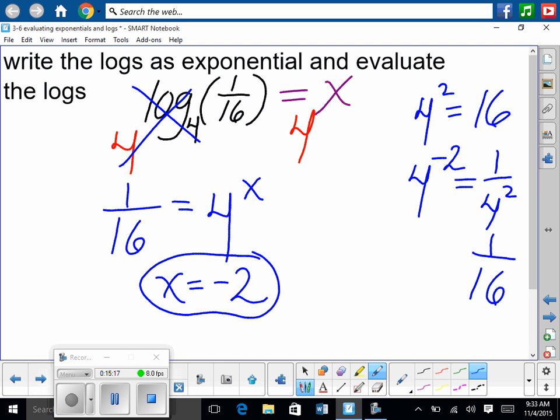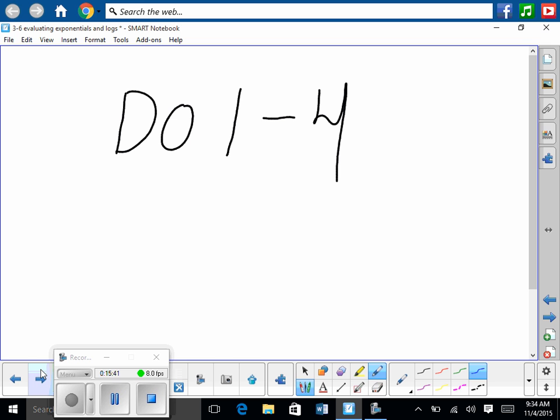Awesome. Does everybody see how to do that? You could just find what it is, and then it should make sense that if it was negative, you would take it and flip that answer over a fraction. So 4 squared is positive 16, and if we have negative 2, you would flip it over a fraction, so that would be 1 over that answer, 1 over 4 squared. Does everybody get it? Okay, so now I want you to practice 1 through 4.